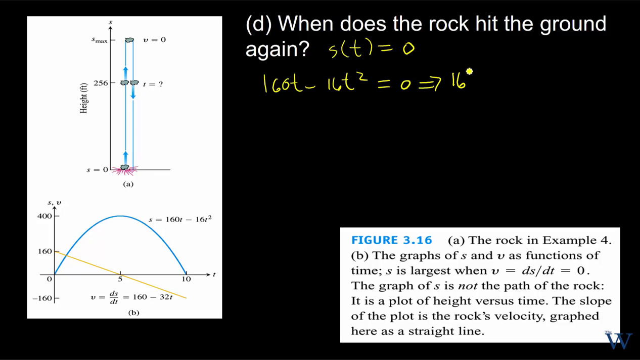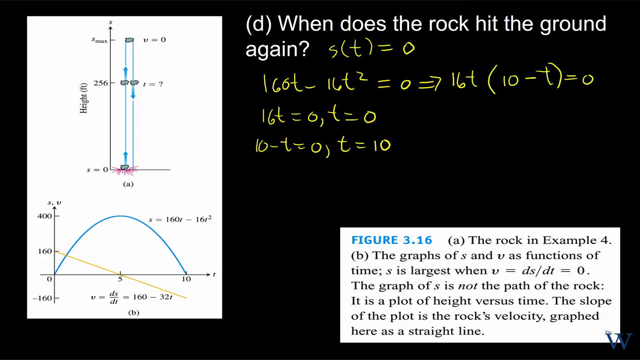We see that 16t is a common factor. So we get 16t times 10 minus t, set equal to 0. So you have 16t is 0, which means t is equal to 0, of course. And then the other one is 10 minus t is 0. Obviously, t is equal to 10. And we can't choose t equal to 0 because that's really the initial time, but we take t equal to 10 as the seconds when it hits the ground. Okay, so t equal to 10 seconds. All right, so that answers this question up to letter D.